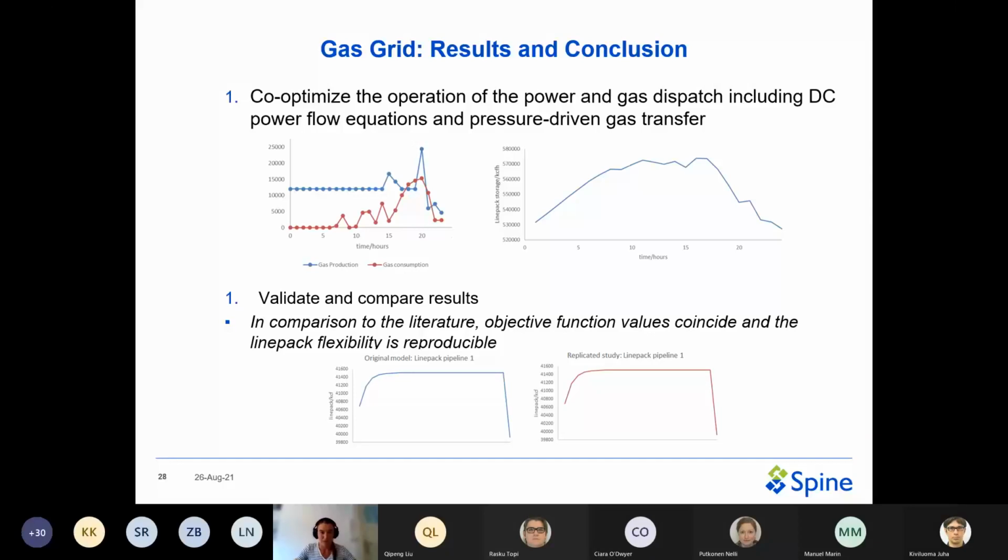And our second objective was to validate and to compare results. And I think that worked out pretty well as well. We took this study from Anna Schwele and her colleagues, compared the objective function and compared the line pack flexibility and saw that this was indeed reproducible. And down there are two examples. On the one hand, in blue, the original line pack of pipeline I1, and in red, the replicated case study. And this was, in very few words and slides, our gas grid study.